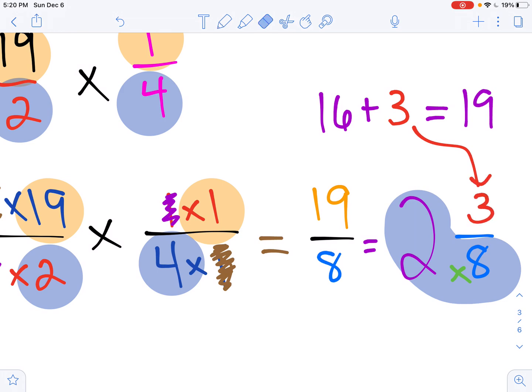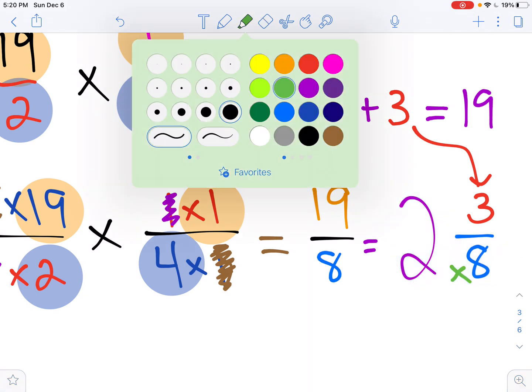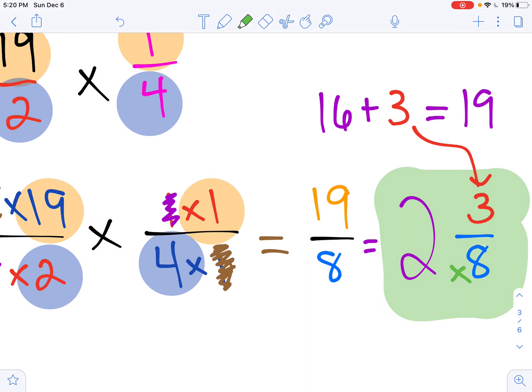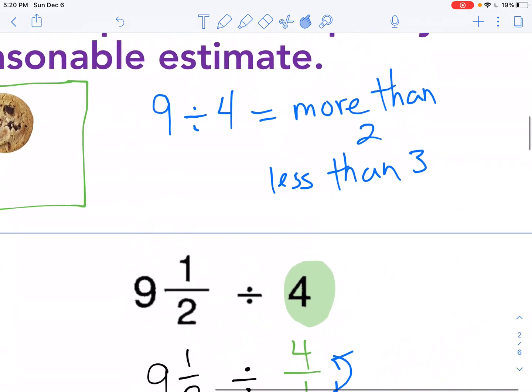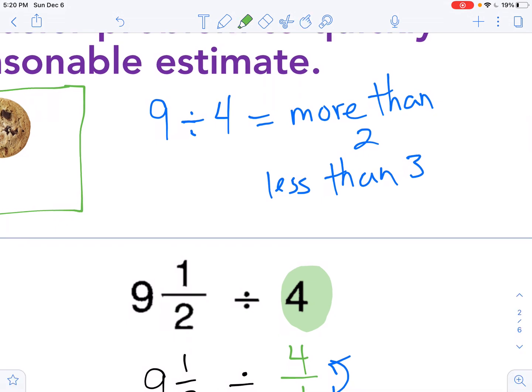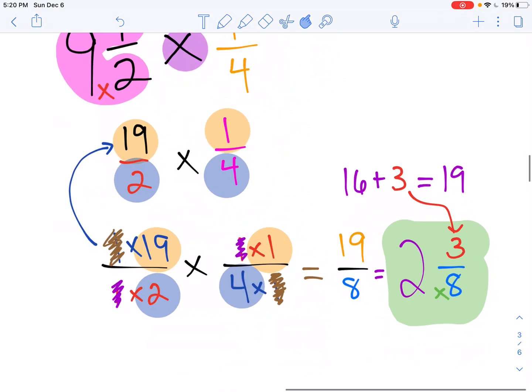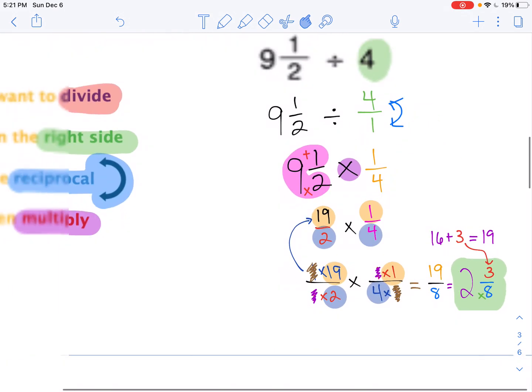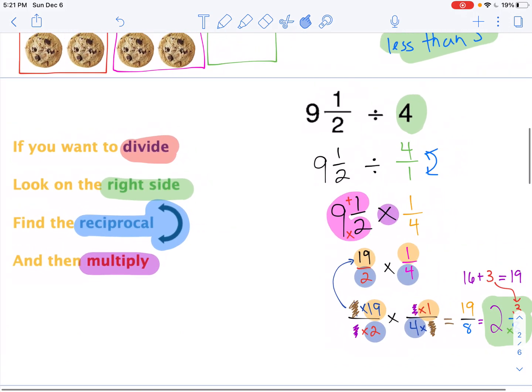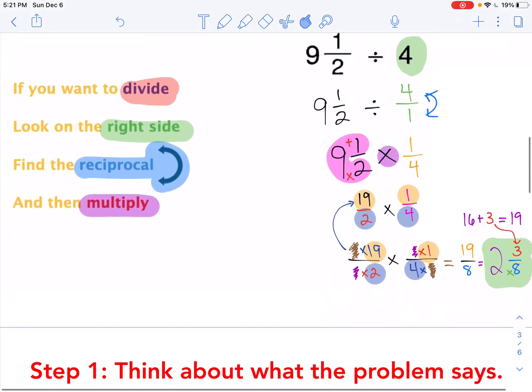And remember on the last screen, we said, gee, I'm having trouble with my eraser. We said our final answer should be more than 2 but less than 3. Well, that's what this says. Let me scroll back. Our final answer is more than 2 but less than 3. Take a look. We have a whole number of 2 plus a little bit more. That's 3/8. All right, we're going to do one more, and I'm going to try and go just a little bit quicker on this one.